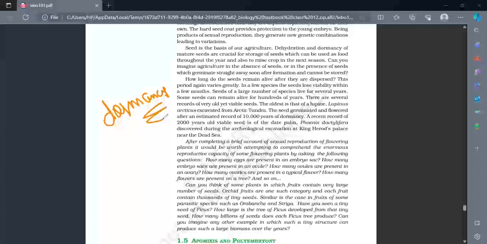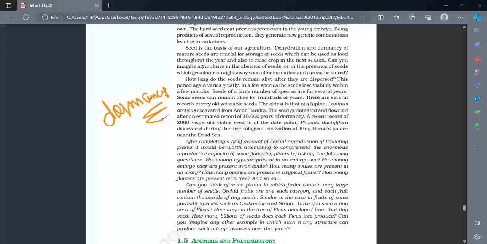When we use the word viable seed, it means the seeds are actually alive and, given the favorable conditions, they'll actually germinate. Such types of seeds are known as viable seeds. Again, there is one more, Phoenix dactylifera. The seed of the date palm was a 2,000-year-old seed. This was excavated near the Dead Sea region. One was in the Arctic tundra region. That was a lupine. Another one is the date palm, Phoenix dactylifera, that was taken out in the Dead Sea region. So how are these seeds being preserved?